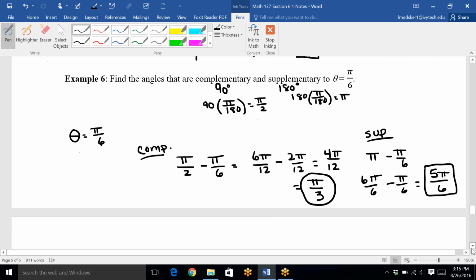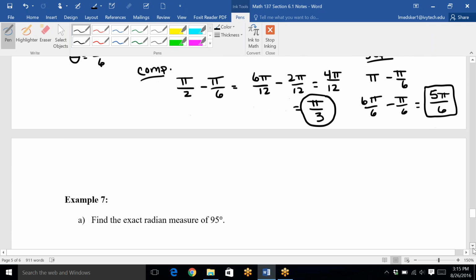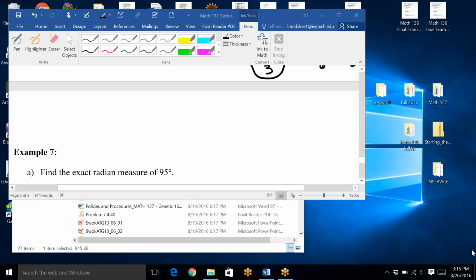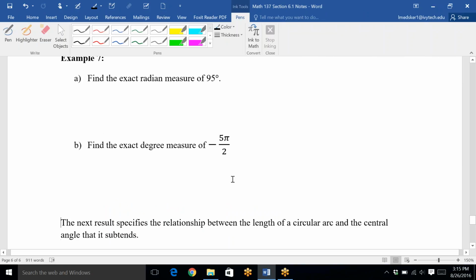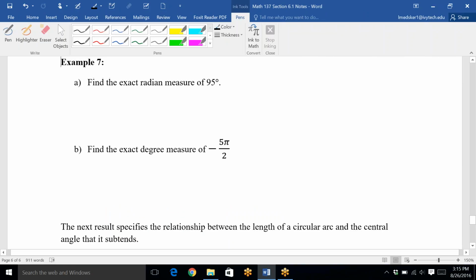And then the final example that we skipped over in class from section 6.1 was a two-parter from example 7. It's just converting things back and forth using the pi over 180 or 180 over pi, depending on which way you're going. So it says find the exact.